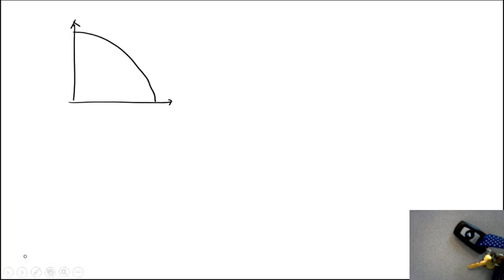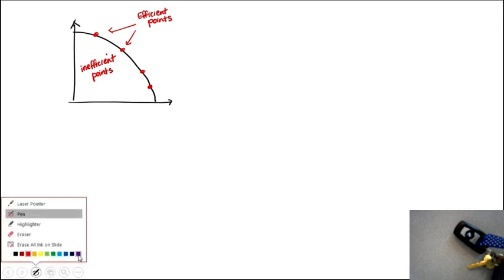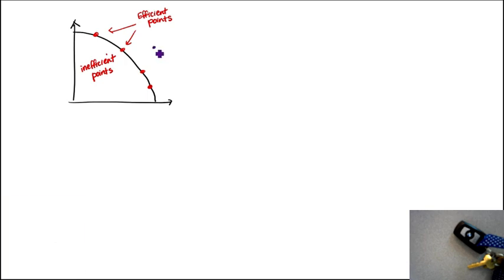So we know we've got inefficient points in the interior. We've got efficient points. Now I want to add one more thing. How would we characterize a point like G? How would we characterize this? So how would we characterize a point outside the PPF?